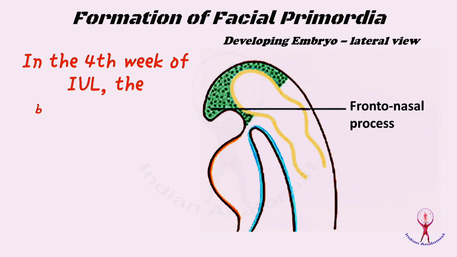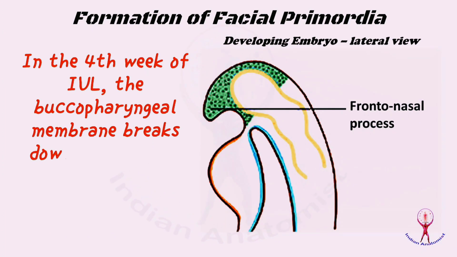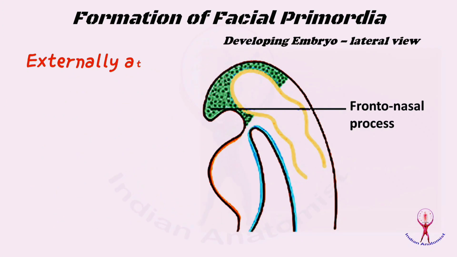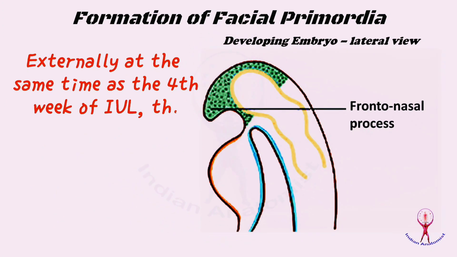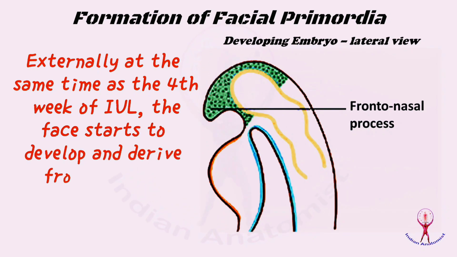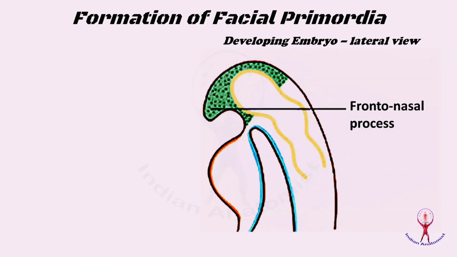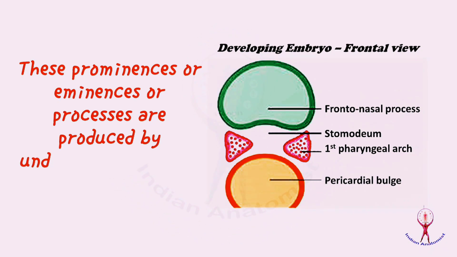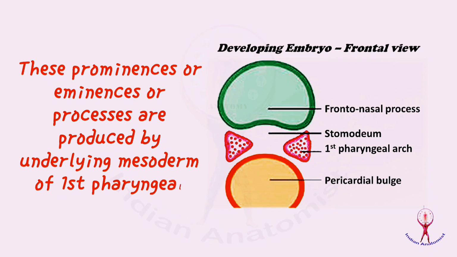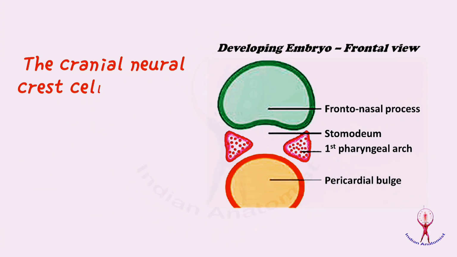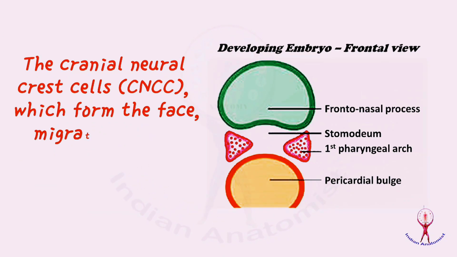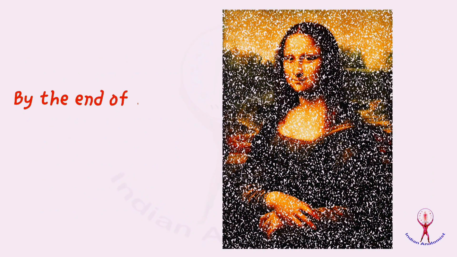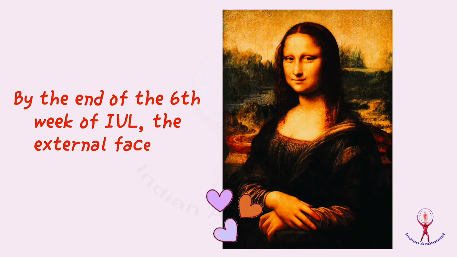In the fourth week of IUL, the buccopharyngeal membrane breaks down to form the oral cavity, where the alimentary tract begins. Externally, at the same time as the fourth week of intrauterine life, the face starts to develop and derive from three facial prominences or processes. These prominences or eminences or processes are produced by underlying mesoderm of the first pharyngeal arch. The cranial neural crest cells, CNCC, which form the face, migrate into the head and neck and combine with mesodermal cells. By the end of the sixth week of IUL, the external face is completed.